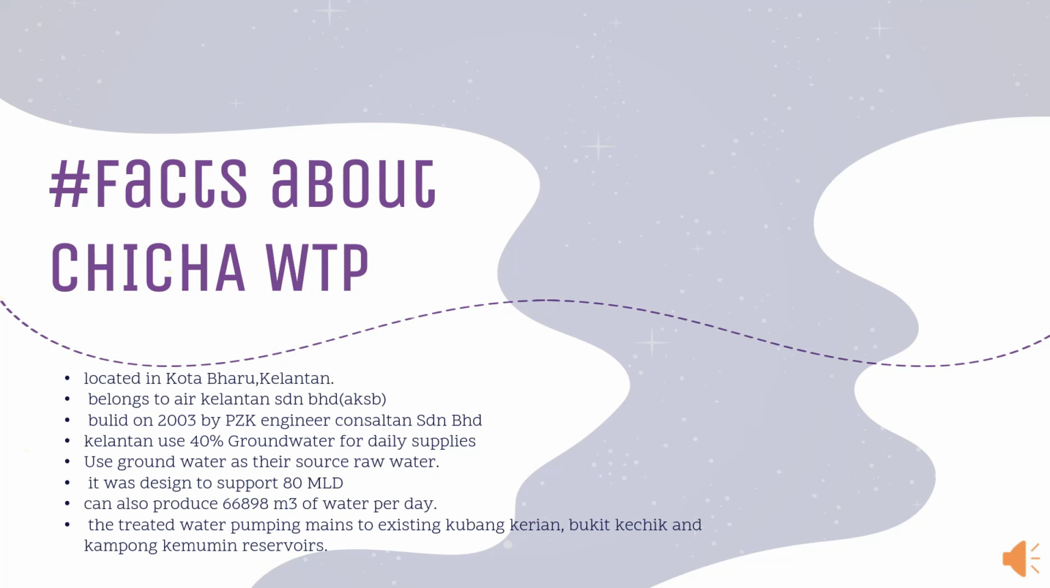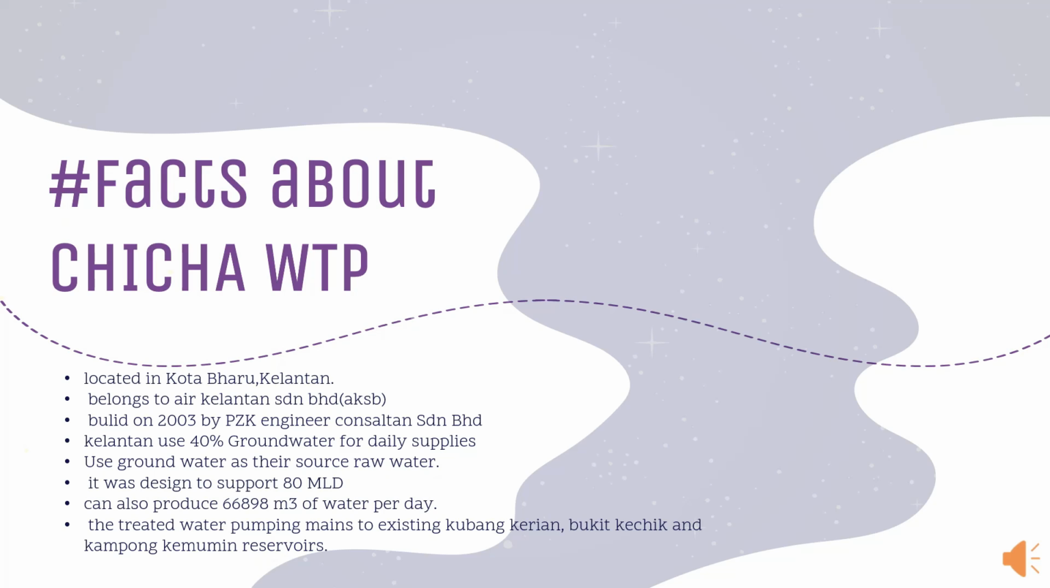There are some unique facts about Chicha WTP that made us want to choose it as our group project. Chicha WTP is located in Kota Baharu, Kelantan. It belongs to Air Kelantan Sdn Bhd. It was built in 2003 by PZK Engineering Consultants Sdn Bhd. Kelantan is the only state that uses 40% groundwater for their daily supplies. Chicha WTP is one of the WTPs in Kelantan that uses groundwater as its raw water source.